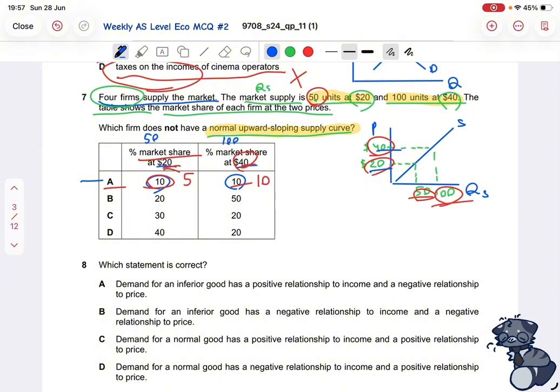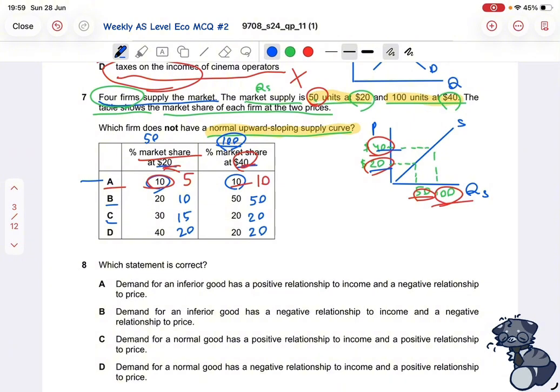Now, let's find out the quantity supplied for firm B. Since it is 20%, 0.2 multiplied by 50 will be 10 units. And since it's 50% of 100 units, that will just be 50 units supplied. And for firm C, since it's 30%, 0.3 multiplied by 50 is 15 units. And 20%, that's 20 units. And for firm D at $20, 40%, that will be 0.4 multiplied by 50, which is 20 units. And 20%, 20 units again, since it's out of 100 units.